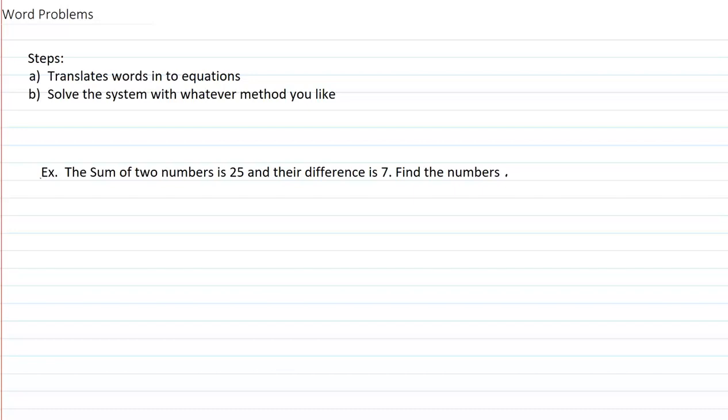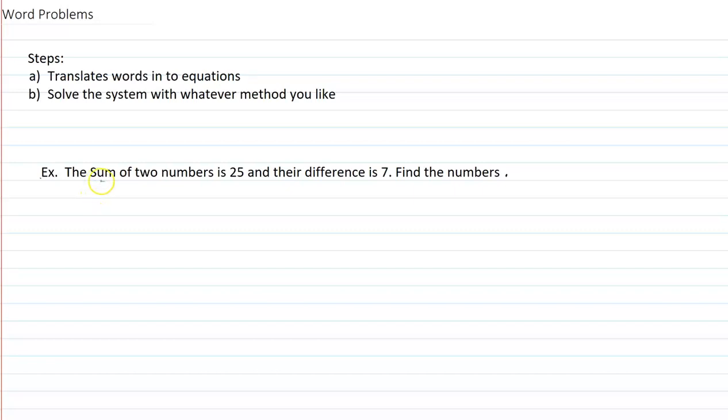So a couple of steps. Number one, the words, the sentence that you get, you have to translate it into equations. Make an equation out of what you read, and then once you have the equations set up, you have to solve the system. Simple as that. So let's go ahead and look at example 1.